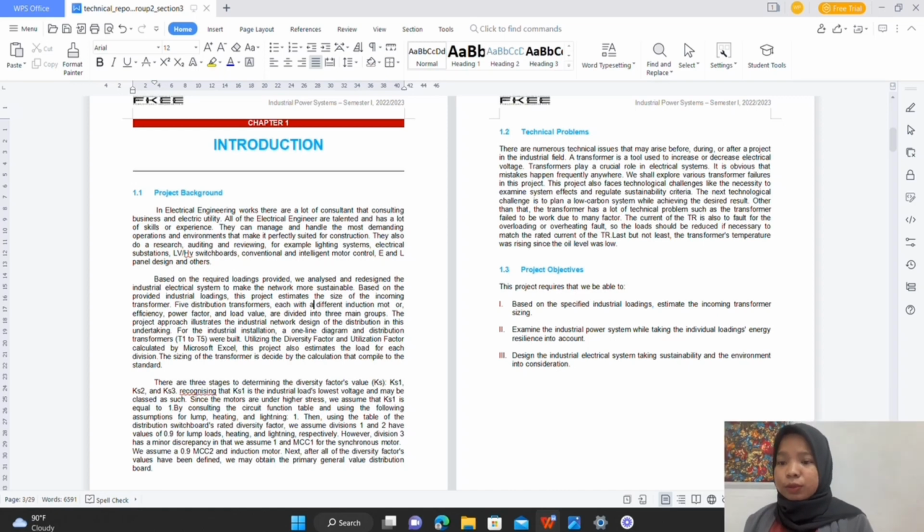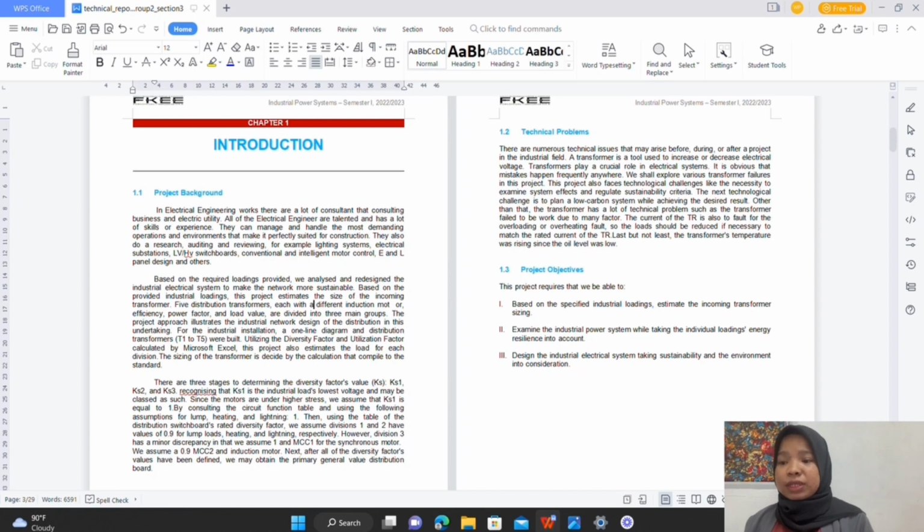Next, the technical problem. There are numerous technical issues that may arise before, during, or after a project in the industrial field. A transformer is a tool used to increase or decrease electrical voltage. Transformers also play a crucial role in the electrical system, and it's obvious that mistakes happen frequently everywhere. So we shall explore various transformer failures in this project.